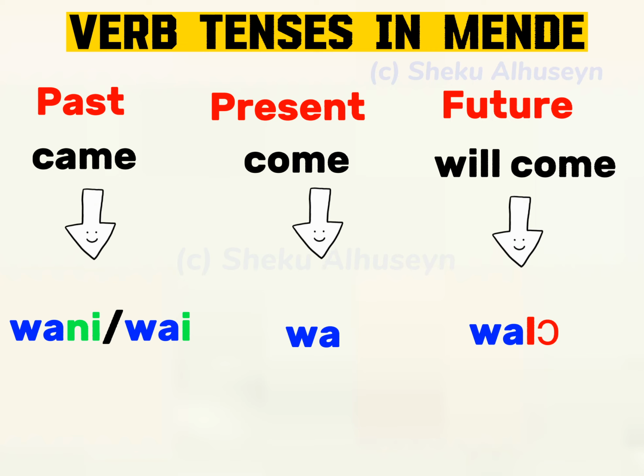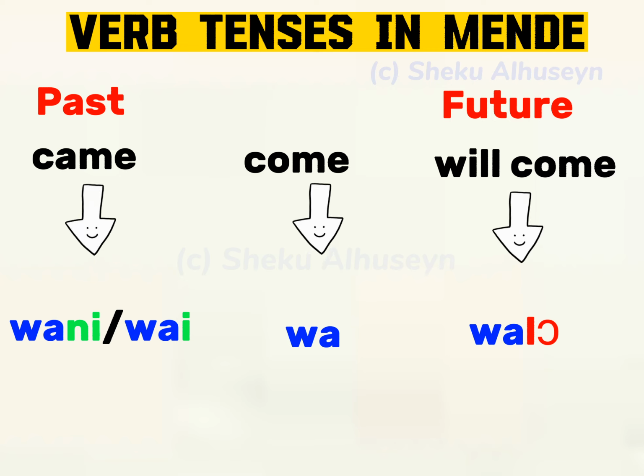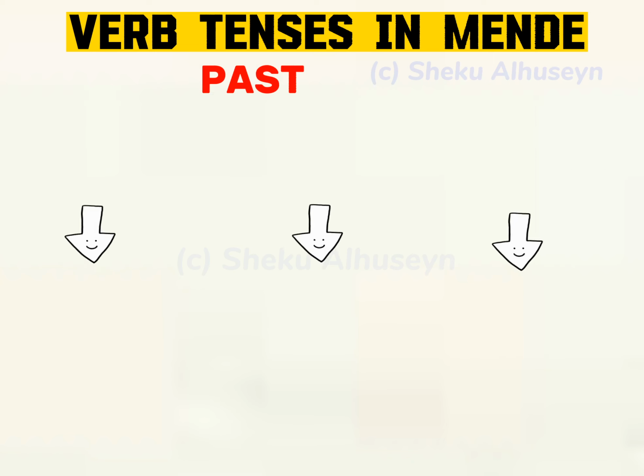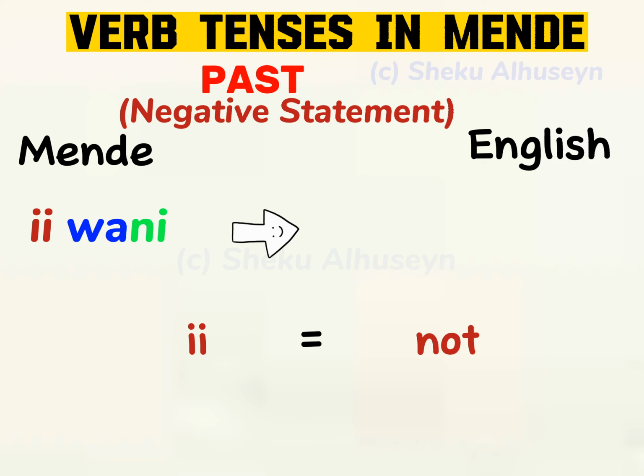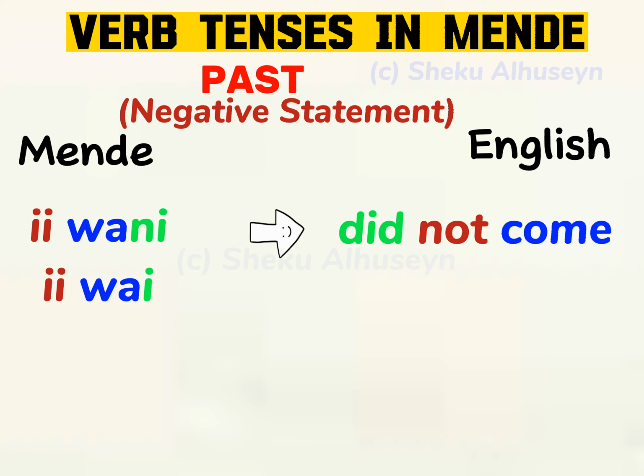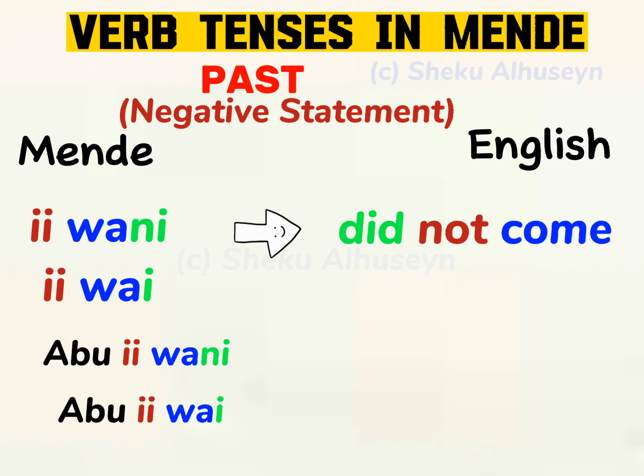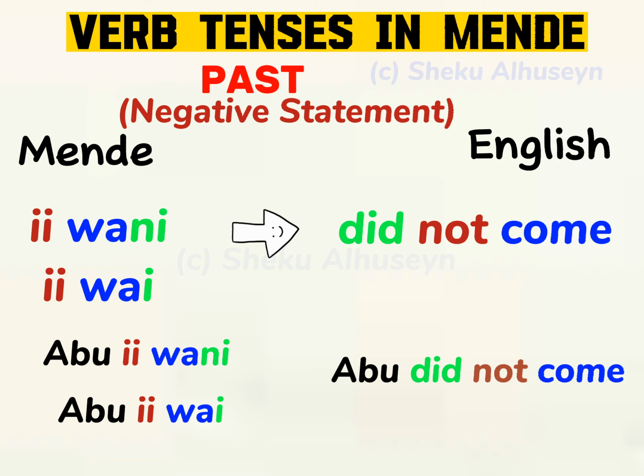Let's look at the past and future when they are used in negative and positive statements. For the past tense, if the statement is in the negative, we add the word e before the verb. And e means not in English language. So we have e wani or e wai, which means did not come. For example, Abu iwani or Abu e wai. And that means Abu did not come.